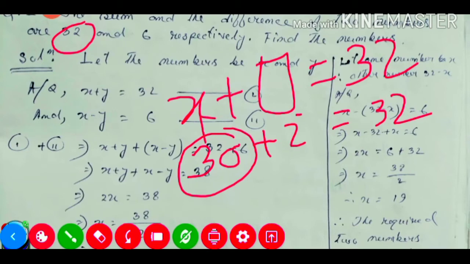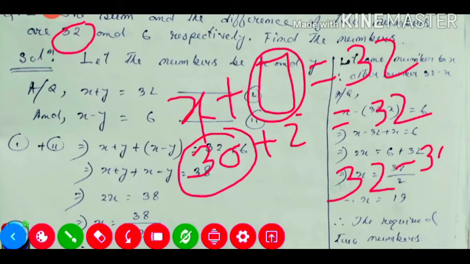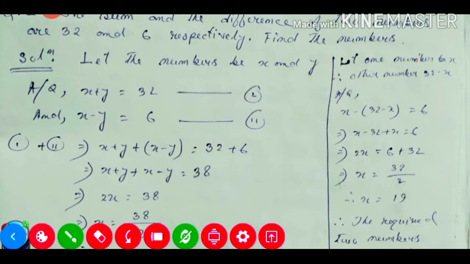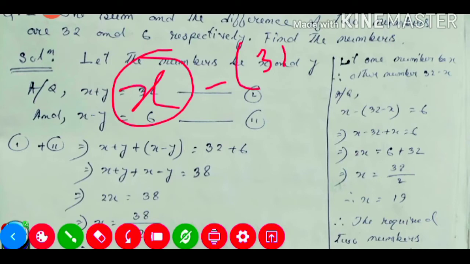Suppose x value is equal to 30, then this value we need to find out. How will we get this value? From the sum, if we subtract one number, only then do we get the other number, so it will be 2. So here this method will apply. If one number is x, then the other number, from the sum, we need to subtract, so it will be 32 minus x. Now according to the question, from the first number, if we subtract the second number, we got 32 minus x.